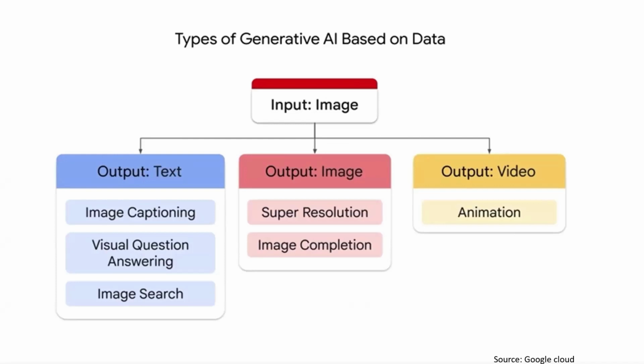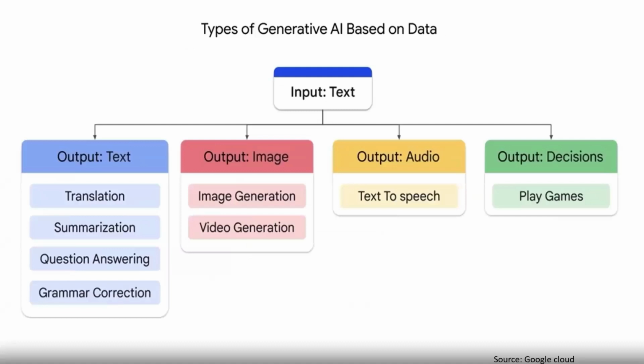Types of generative AI based on data. When the input is an image, we can have output as text, image, or video. When the output is text, it could be visual question answering. When the output is an image, it could be image completion, or when the output is video, it could be an animation.